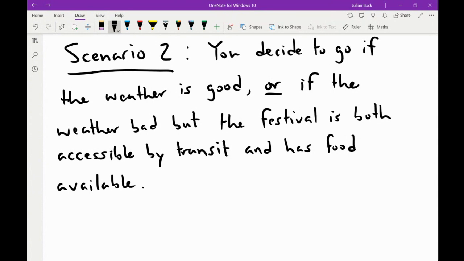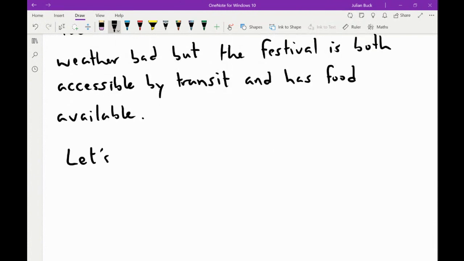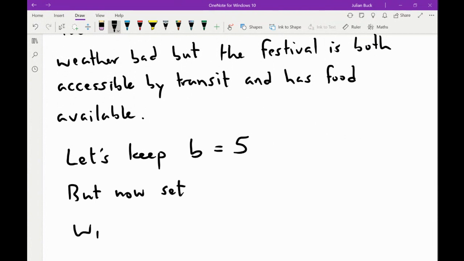All right. So let's keep the bias at 5. We're going to conventionally call this bias, which is why I'm using B. But if I say bias, I'm referring to the threshold. So let's keep our threshold to be 5. But now let's set W1 to be 6, W2 to be 3, and W3 to be 3.